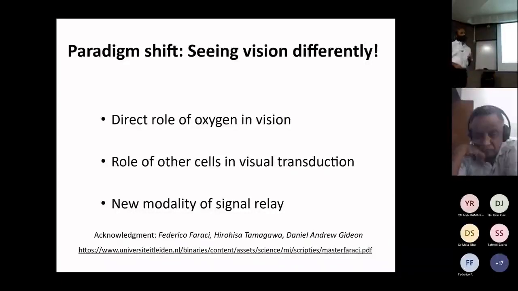Vision requires, in the contemporary textbooks, there is no role attributed whatsoever to oxygen. Without oxygen, you cannot see. All right. Then the role of other cells in visual construction. Rods and cones are not the fundamental. But then if they have to continuously function, they need rods and cones, and that's the reason the rods and cones were deemed. So, a new modality of signal relay.